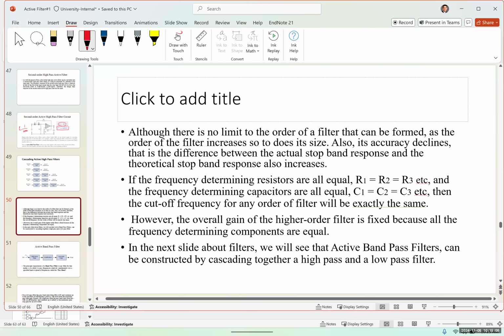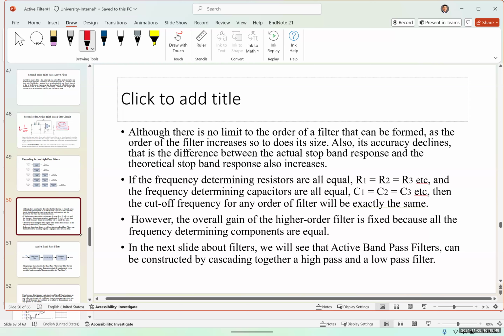However, even if you open a box of same resistors from the same manufacturer built on the same day, you're going to see, and you saw that in the lab as well, that they're going to have different values. 1K has a 5% tolerance, so it's going to be between 950 and 1,050. You can't find two resistors that are exactly 1K from the same batch, from the same factory. However, the overall gain of a higher order filter is fixed because all the frequency determining components are equal. Again, in the real world, we're not going to have that. You're going to have a small difference between them.